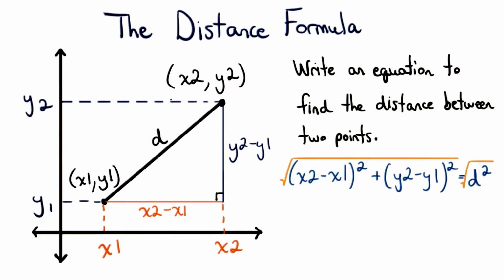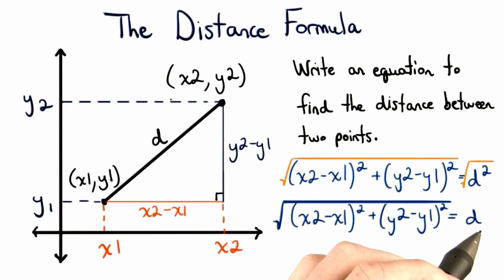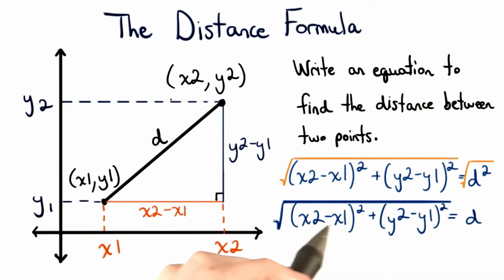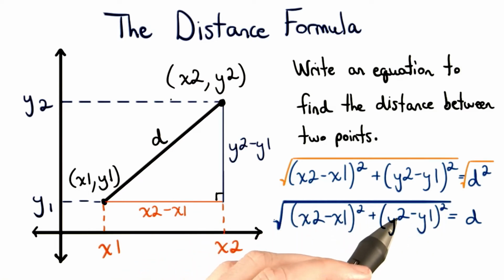And what we could do is take the square root of both sides of the equation. This would leave us with d equal to the square root of (x2 minus x1) squared plus (y2 minus y1) squared. Great thinking if you got either of the equations.